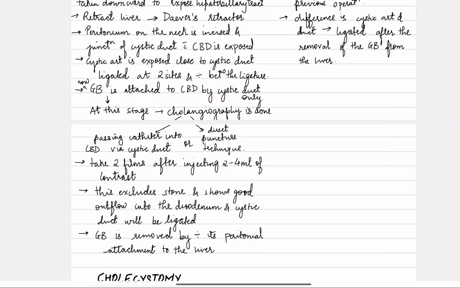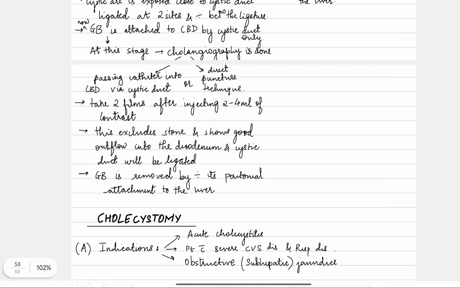At this stage, cholangiography is done by passing the catheter into the common bile duct via cystic duct or direct puncture technique. Take two films after injecting 2 to 4 ml of contrast. This excludes stone and shows good outflow into the duodenum, and cystic duct will be ligated. Gallbladder is removed by dividing its peritoneal attachment to the liver.